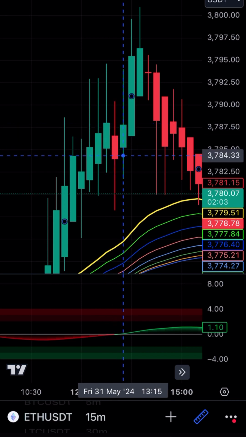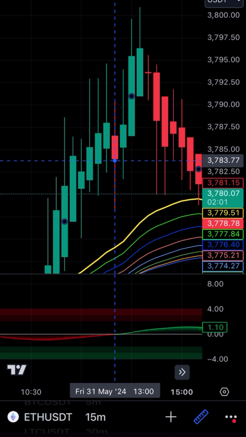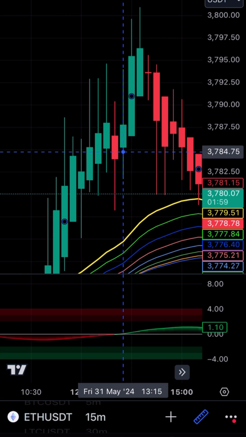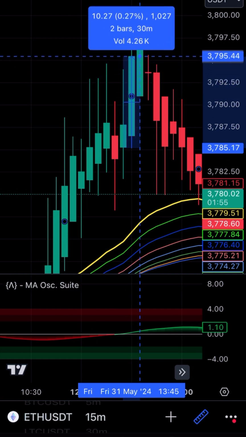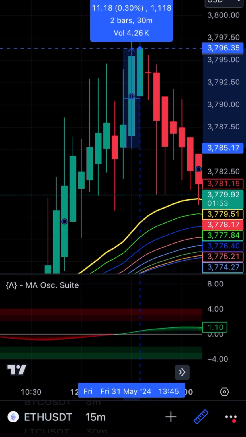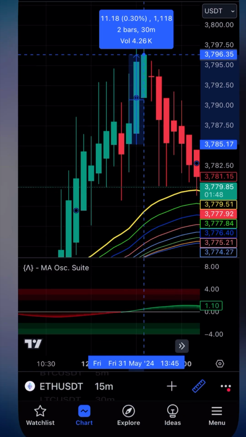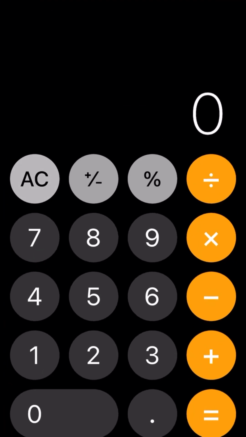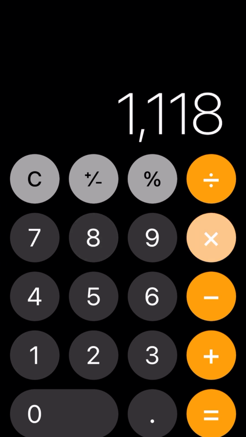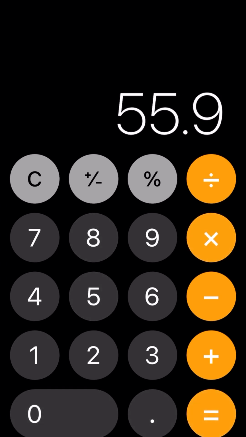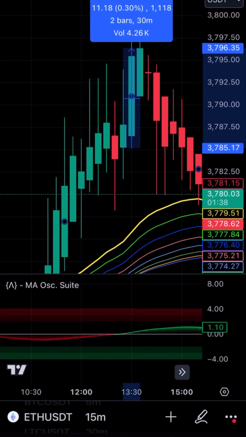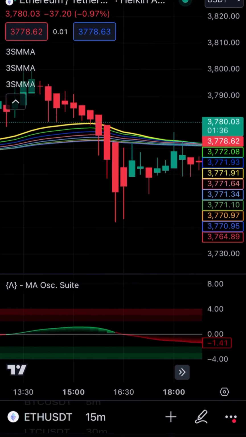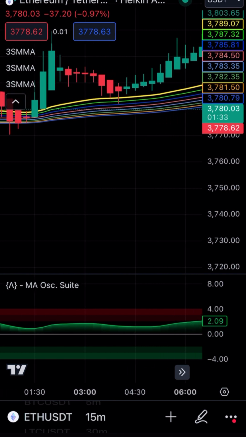Let's see, right here it crosses. Come in right here. On this candle, we see it crossing. Come in for 45 minutes, it looks like. 45 minutes. You made 1118. 1118 at a 0.05. You made $55. That's a small one. So anyway, this strategy works really well.